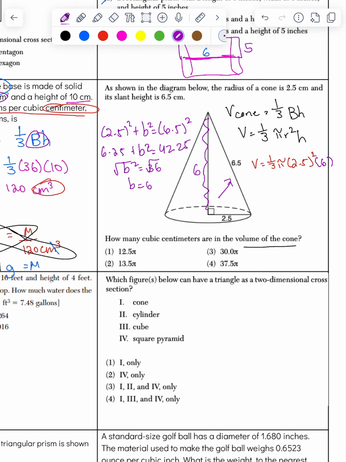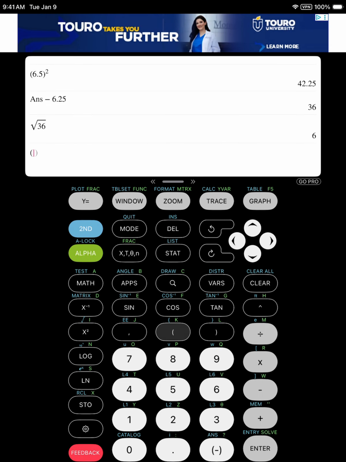Now I'm going to plug the volume into my calculator, except I'm not going to put the pi in, just because all of the answer choices have a pi in it. It's in terms of pi. I could put the whole thing into my calculator and then put all the answer choices into my calculator, but I'd rather just not put the pi into the calculator. So I'm going to type all the things here that are not the pi, so the 1/3, 2.5 squared, and 6.